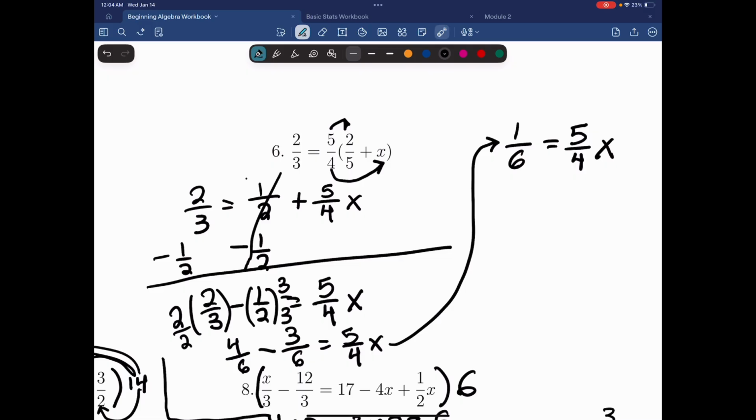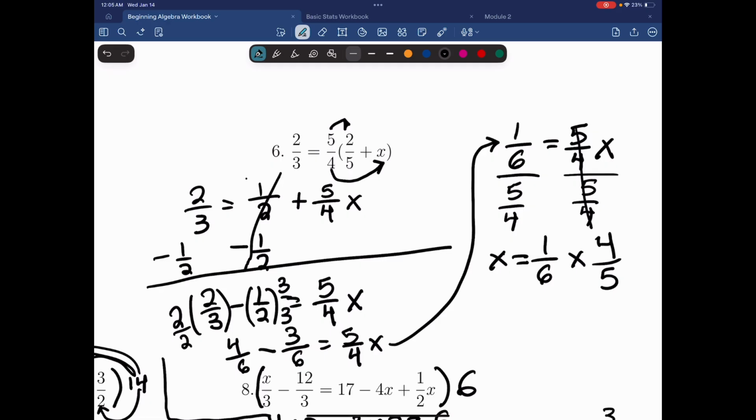Now, I'm going to show you all a trick. So recall when you divide fractions, there's this rule called keep, change, flip. So if I were to divide both sides of this equation by 5/4, notice what happens. This is going to cancel. We're going to get x equals, we're going to keep the first fraction as it is, 1/6, change that division to multiplication, and then we're going to flip the second fraction. So the 5/4 now becomes 4/5.